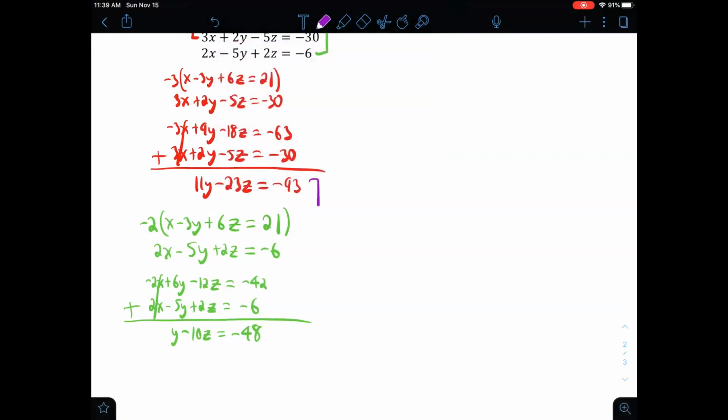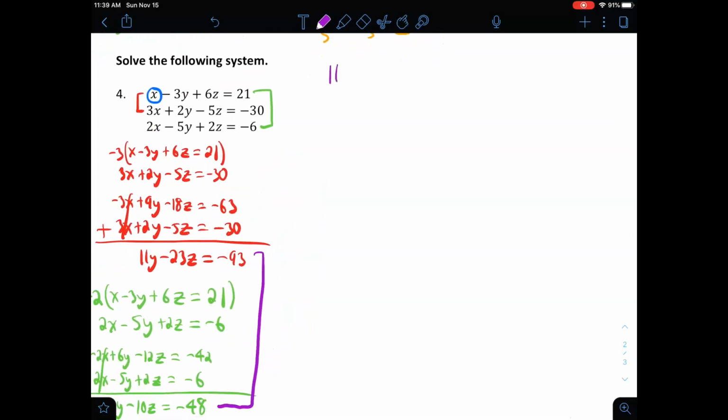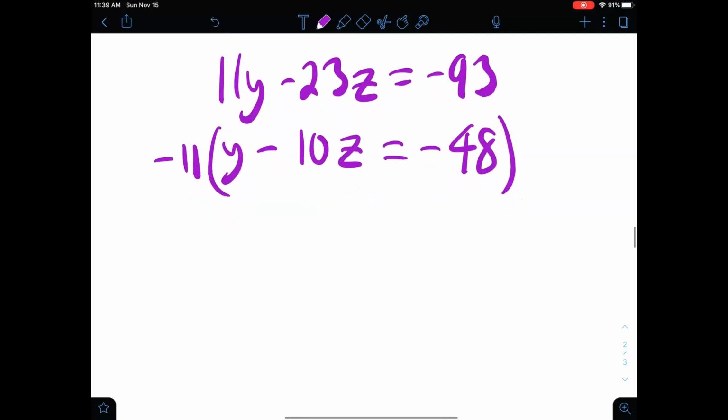Now we got to do elimination again to cancel either y or z. So let's write our top equations. Now we have 11y minus 23z equals negative 93. And we have y minus 10z equals negative 48. All right, now we need to do elimination again. We need to multiply to get opposites. What would be easier to cancel, the y's or the z's? Probably the y's, right? Because we have a 1y here, so the opposite of 11y is negative 11y, so I can multiply this bottom by negative 11 to cancel that.